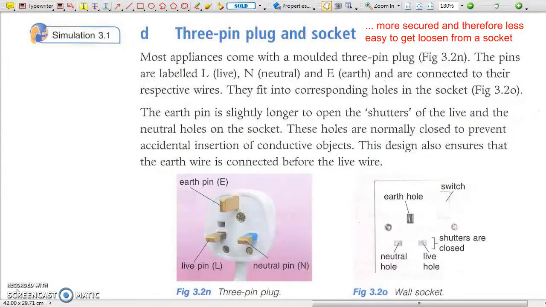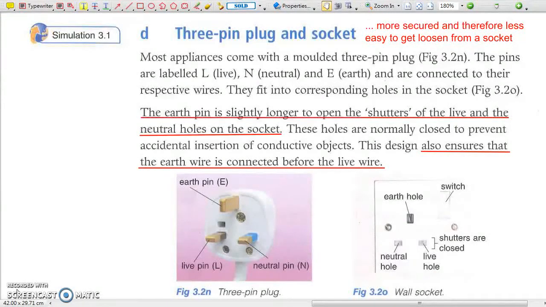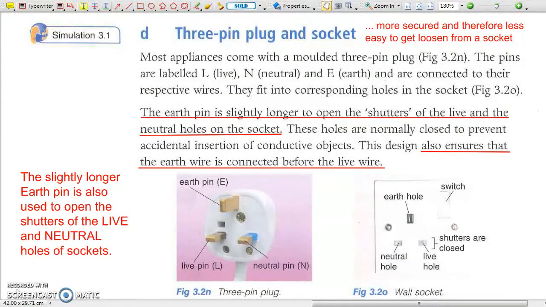D. 3-pin plug and socket. A 3-pin plug in Hong Kong has an earth pin slightly larger and longer than the other two. The earth pin is slightly longer so that the appliance is earthed at once. The earth pin is also used to open the shutters of the live and neutral holes of some designs of socket, which is a safety feature to avoid children accessing the live hole.